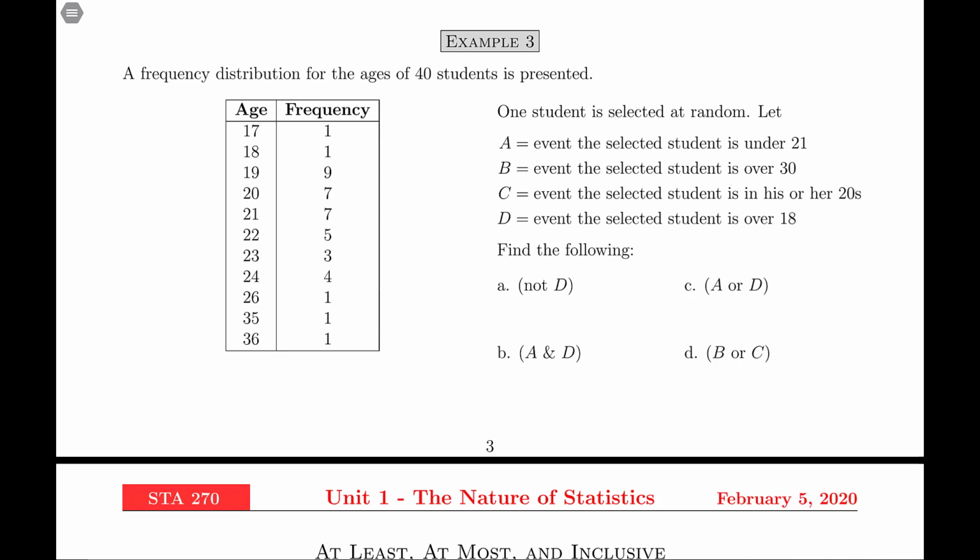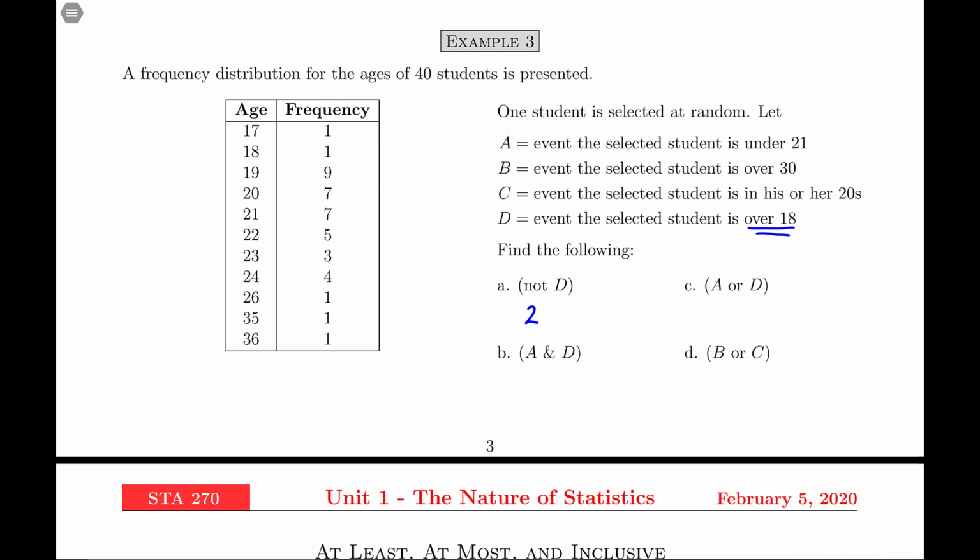Part A, find the following. And you're looking at first, not D. So D is the event that the student is over 18. So not D would be a student is 18 or under. And that would only include these 2 rows right here. So we have 2 students that are 18 or under. That means they are not over 18. And the reason we include 18 is because this explicitly says over 18. So we have 2 students that are not over 18.